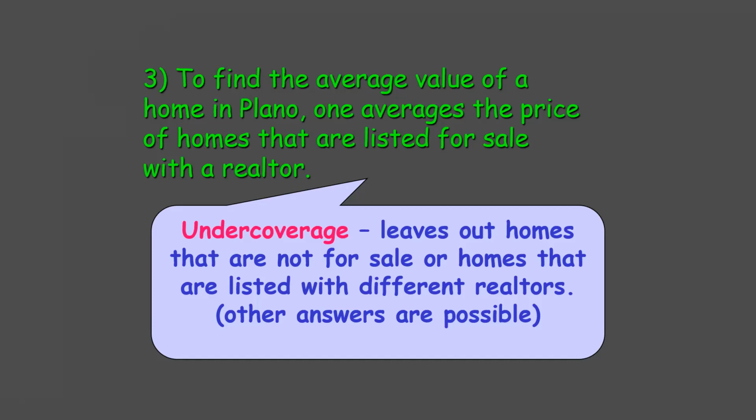And also, if you know anything about the housing market, it fluctuates based on the economy, right? A house could be worth a lot more a couple months from now. So if you're only including the listing prices at that current time, it may not be representative overall, because it could be a high time and houses are more expensive, or houses could be selling cheaper at that time. Economics is a big factor in housing prices. So again, undercoverage. You're only talking about one realtor and only the homes that are listed for sale.